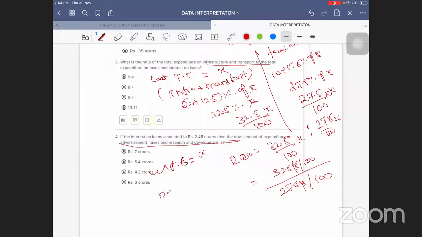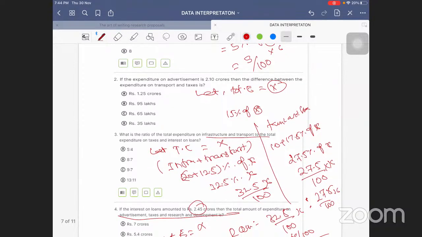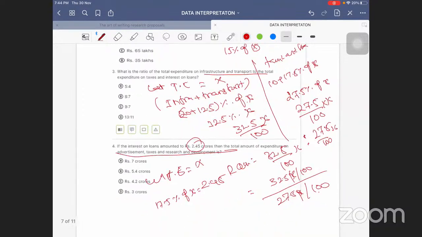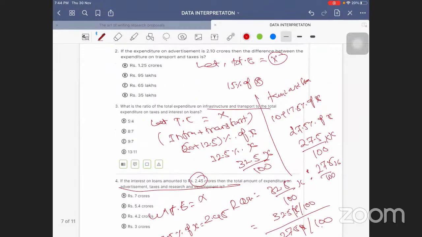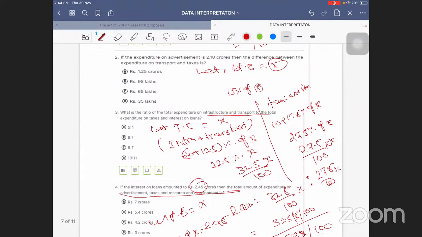is 17 percentage. X is equal to how much amount are they giving? 2.45 crores, like the second sum. So we can write it like this: first we find the X value, then we find the expenditure on the advertisement and taxes.